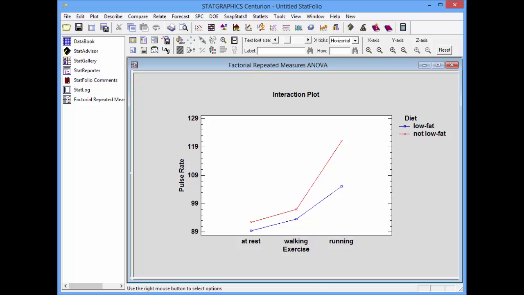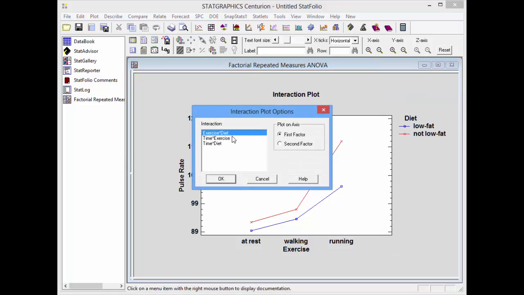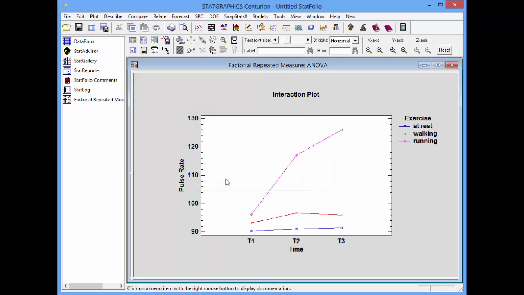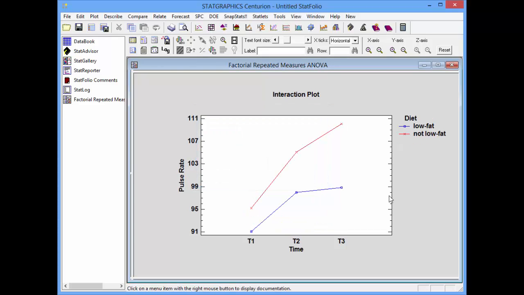I can also look at interactions involving time by pushing the right mouse button, going to Pane Options, and selecting, for example, time by exercise. Here you can see that as time goes on, there's not much difference in the pulse rate for either the people who were at rest or the walking people. However, the pulse rate increased quite dramatically for the runners. The other interaction is time by diet. And here you see again the substantial difference between low-fat dieters and not low-fat dieters after 30 minutes.